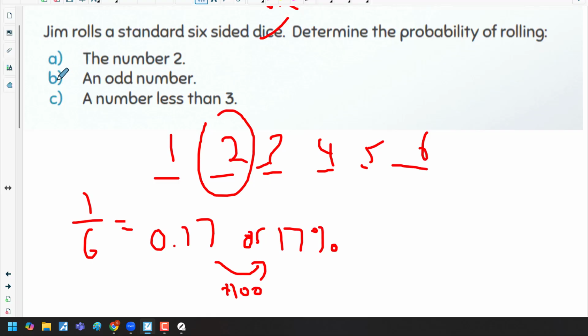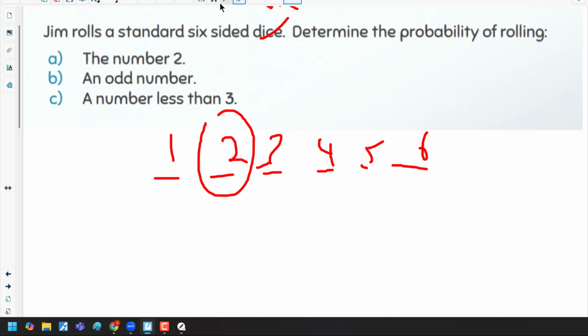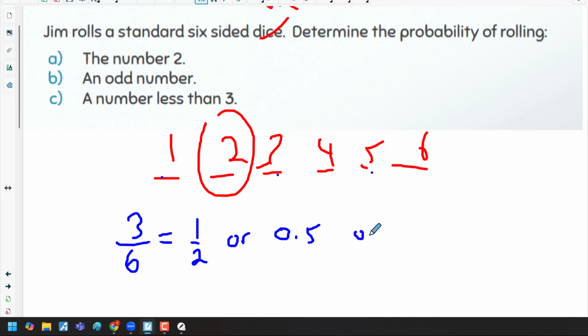What about an odd number? What are the chances of Jim rolling an odd number? Well, let's see how many odd numbers there are possible. And if you said 3, you'd be right. 1, 3, and 5 are odd numbers, and there's 3 of them. And there's 6 possible numbers or outcomes, and 3 of them are odd. So it's going to be 3 over 6, which is also the same thing as 1 over 2. Also, it's 0.5, or written as 50%. So once again, fraction, decimal, percent.